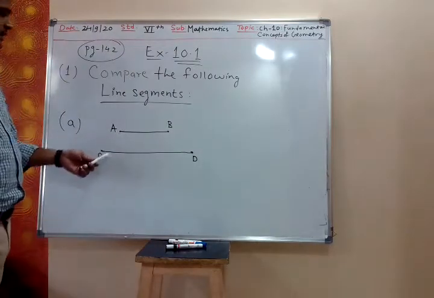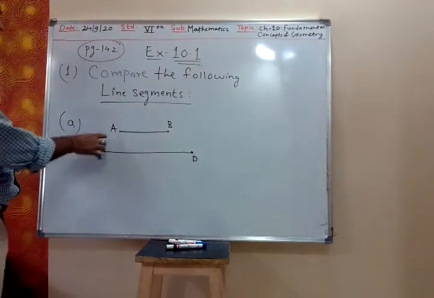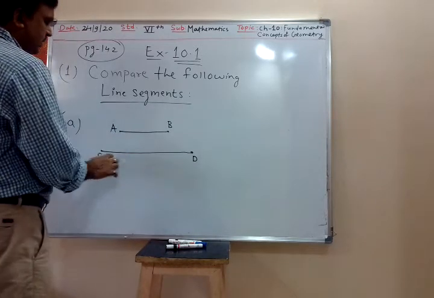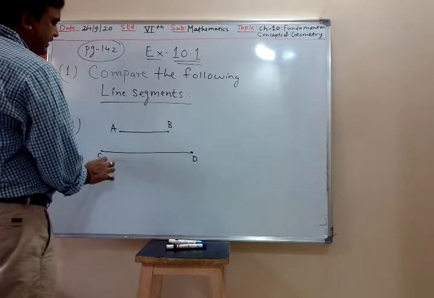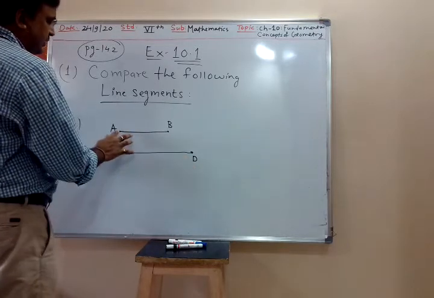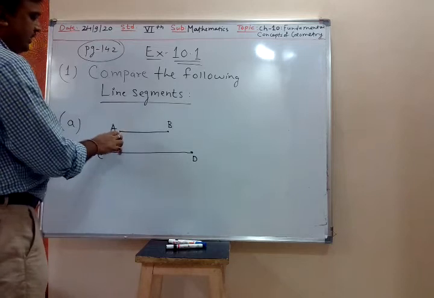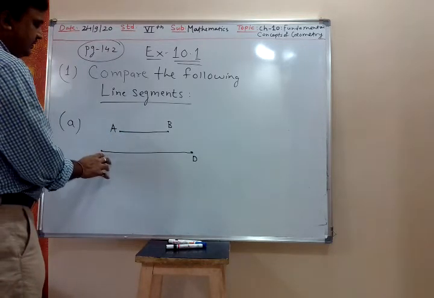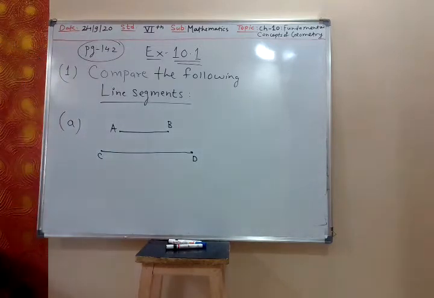Now AB and CD, they are line segments because there are no arrows. There are no arrows at any side. So AB and CD, they are line segments. What are the end points of line segment AB? A and B. What are the end points of line segment CD? C and D. So AB and CD, they are the line segments.